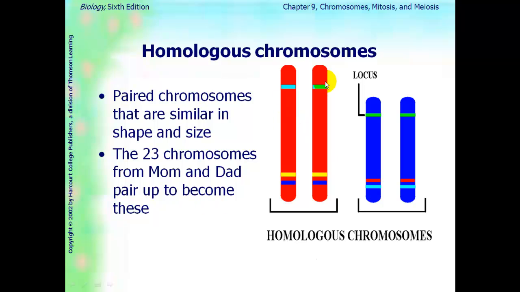So this is mom's chromosome and this is dad's chromosome. They pair up. Now they're considered homologous chromosomes. They also have another name in your book called homologs. This right here is showing you that where that gene pattern is on a chromosome, where the gene is located, is called the locus or loci.